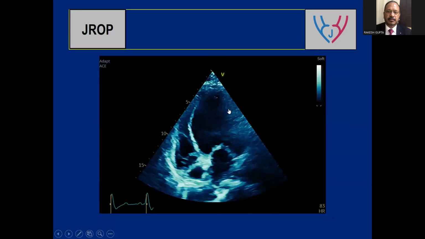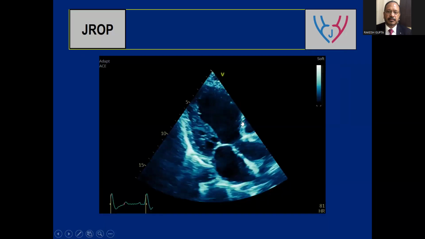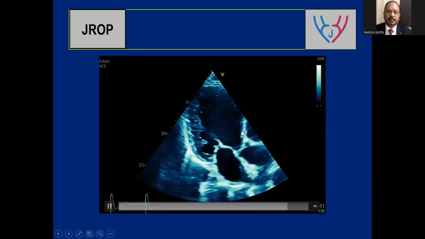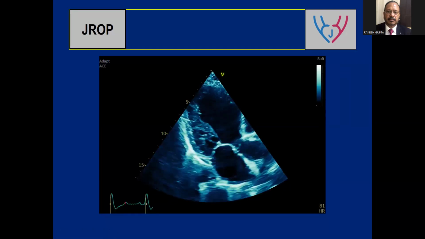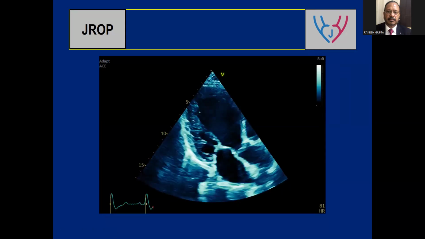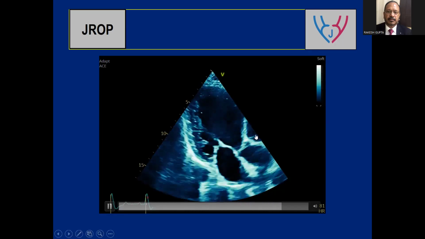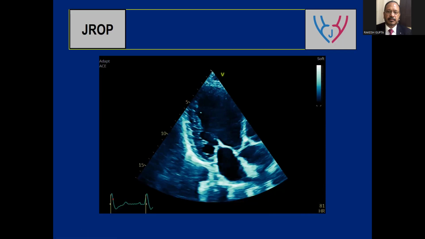And if this segment is not contracting, what does it mean? It means we are dealing with a proximal LAD lesion. And this one segment, which is supplied by the D1 branch of the LAD, has significance in detecting coronary artery disease.